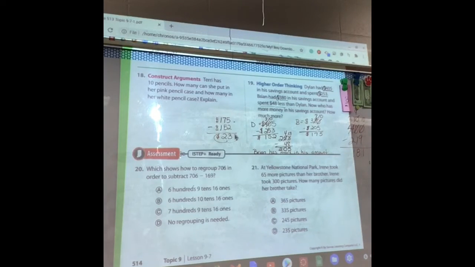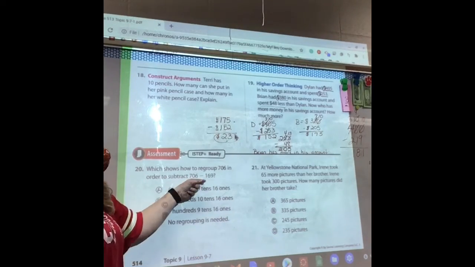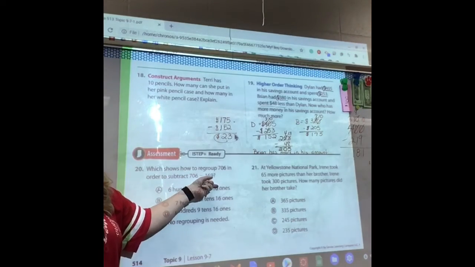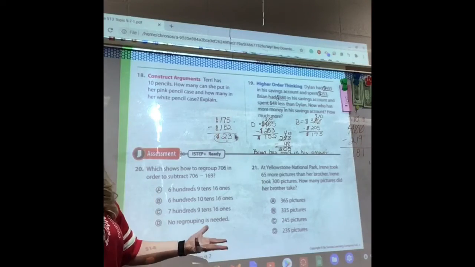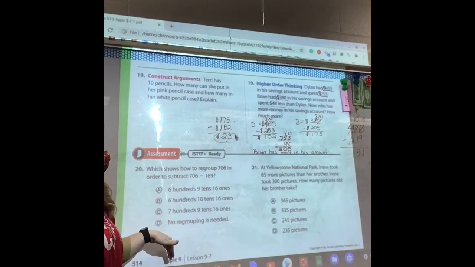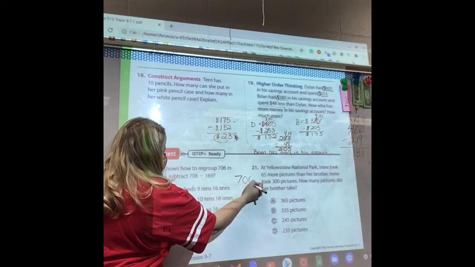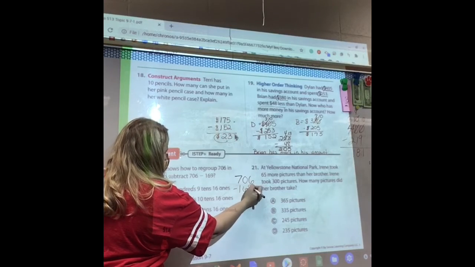That was fun. All right, number 20. Okay, now, remember what I told you. Before you answer these questions, on any kind of test or any kind of worksheet, do the work so you don't get confused, okay? Because if you've already done the math, you can look at your problem and know which one you're choosing, okay? So somewhere, right, you have 706 minus 169.